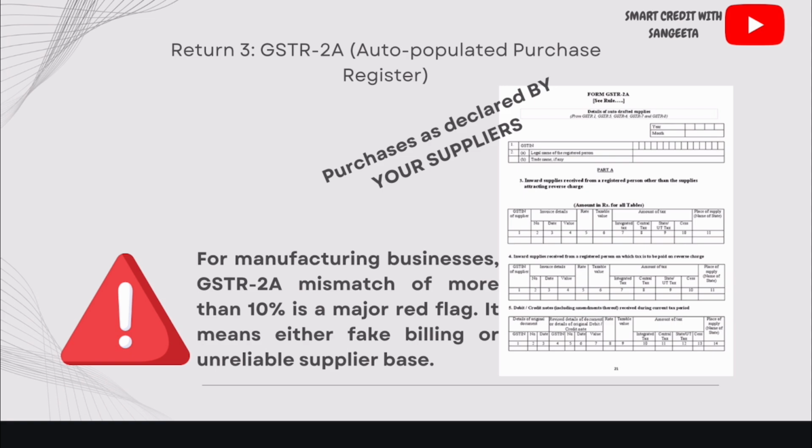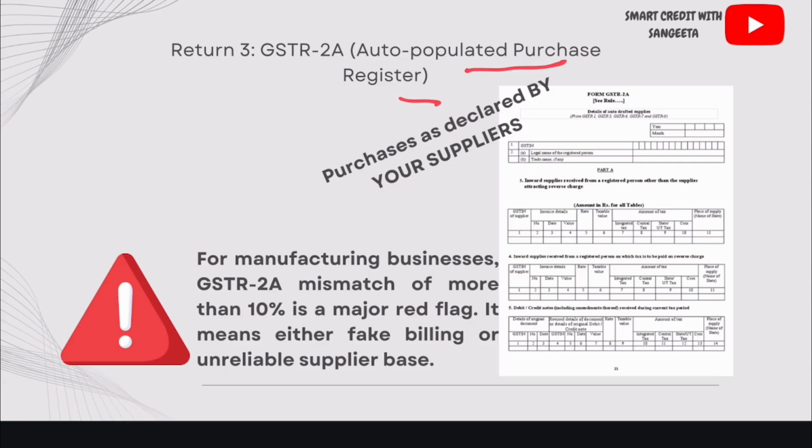Now let's move to the third return, that is GSTR2A. This is an auto-populated purchase register. These are the purchases declared by the customer's suppliers, or you can say your supplier. Now these are critical. It's not filed by your client, right? It's just auto-generated from what their suppliers declared in GSTR1. Means from whom they have purchased, those suppliers have filed in their GSTR1, so the system auto-populates from there, right?